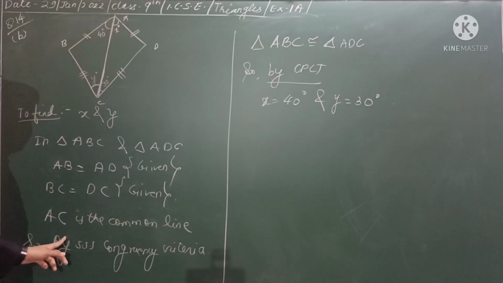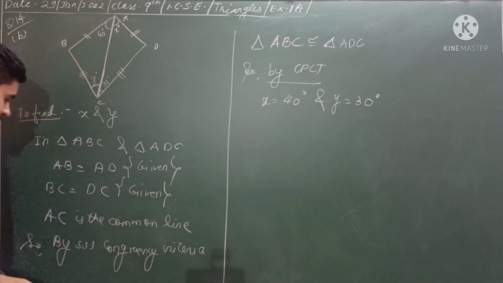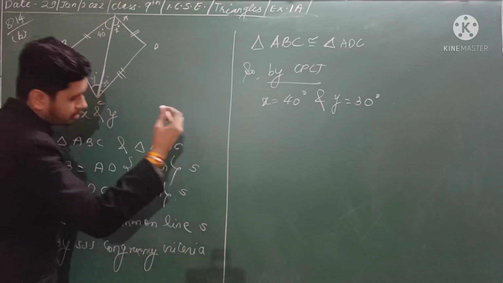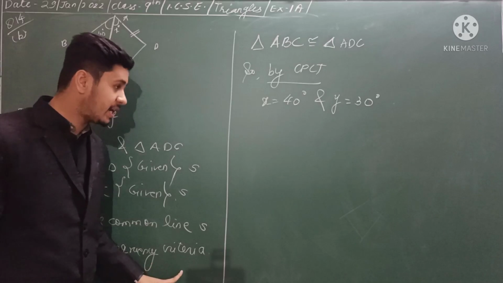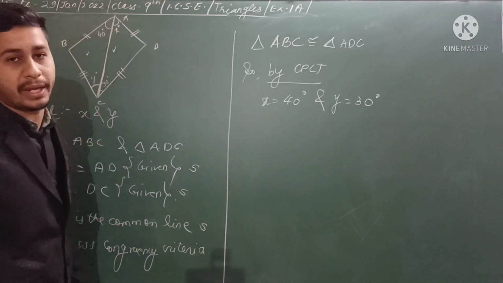This is a common line. This AC, sorry, not AD. AC is the common line. So we got three sides. See, this is one side, this is another side, and this is also. So by side congruency criteria, we say that this triangle is congruent to this triangle.